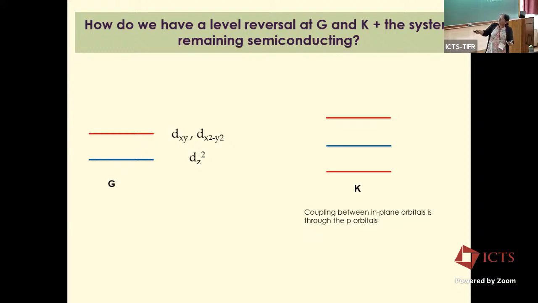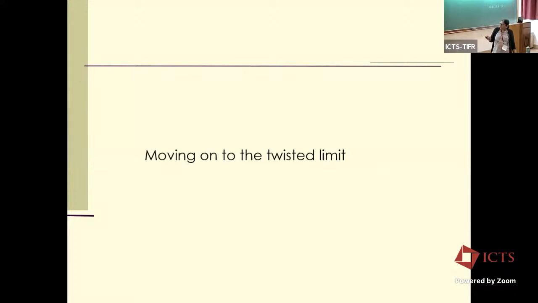And as a result of this, the dx squared minus y squared is a linear combination of this, which is the bonding state, and a linear combination which is an anti-bonding state. So at k, you have a linear combination occupied, and that's how the gap emerges over here. So it's a combination of both these interactions which plays an important role in understanding even the untwisted limit's semiconducting state. Okay, so now we move on to the twisted limit.